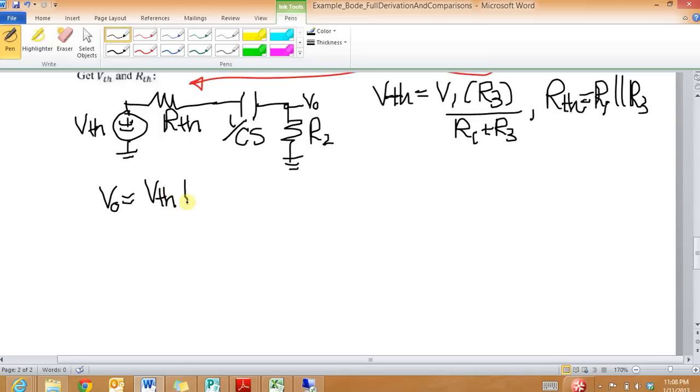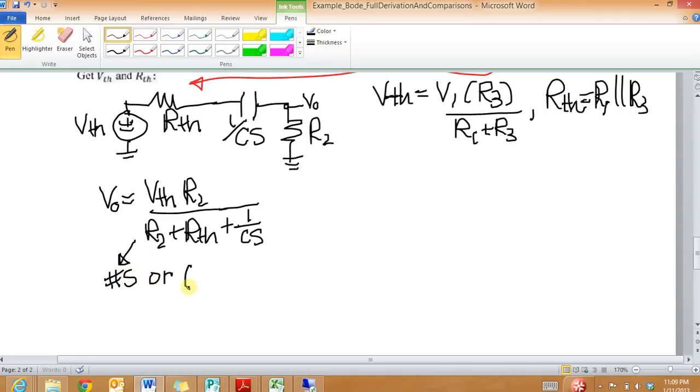So now I have an S in the bottom. Again, knowing that S is equal to j omega gives me a complex number on the bottom. What I want to do is always create the form of the transfer function to be either a number times S or the quantity of a number S plus 1. So because this isn't in that form, I'm going to multiply the top and the bottom by CS to get rid of that on the bottom.